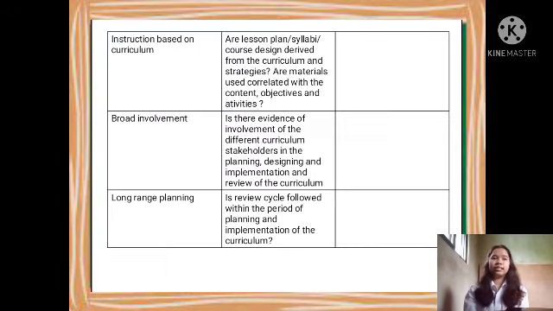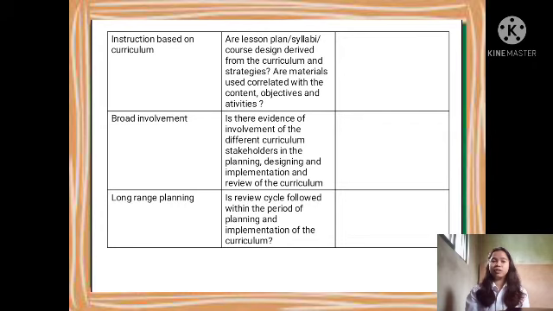Third is instruction based on curriculum. Are the lesson plans, syllabi, and course designs derived from the curriculum and strategies? Are the materials used correlated with the content, objectives, and activities? Fourth is broad involvement. Is there evidence of involvement of the different curriculum stakeholders in the planning, designing, implementation, and review of the curriculum? Fifth is long-range planning.